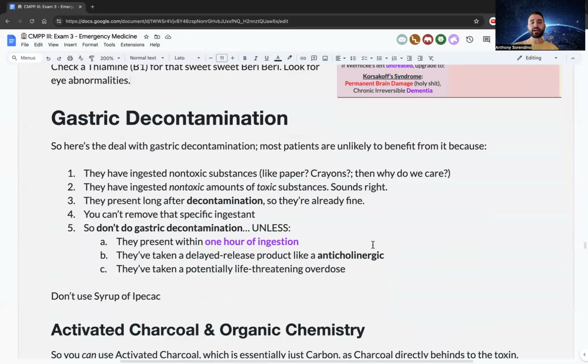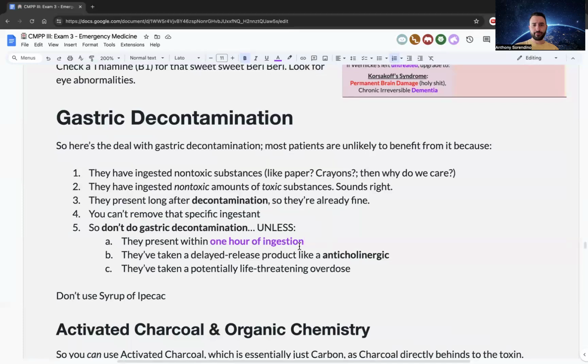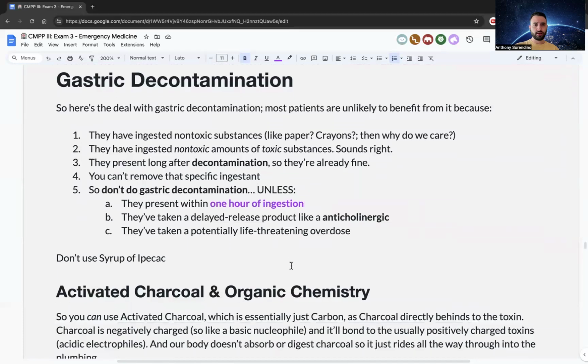You can only do gastric decontamination if they present within 1 hour of ingestion. Wait, yes, unless, yes, yeah, okay. And blah, blah, blah.